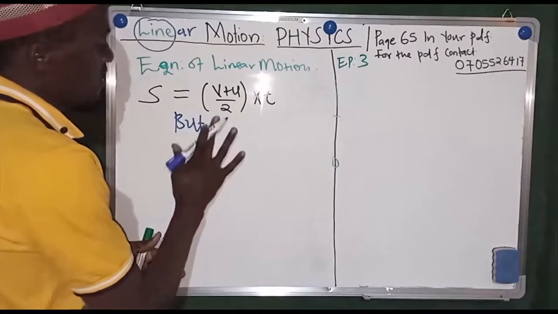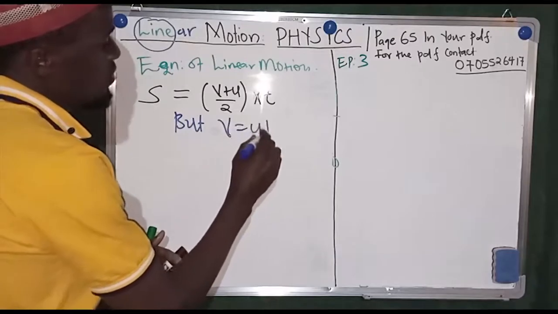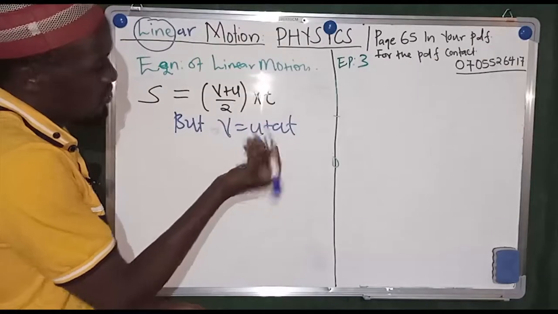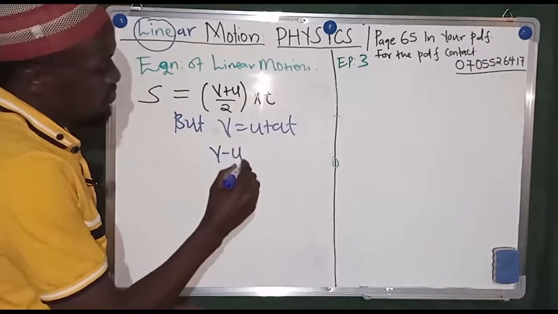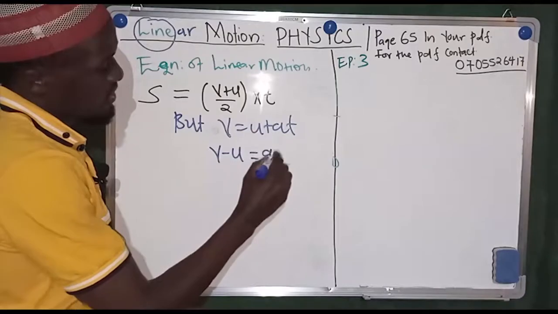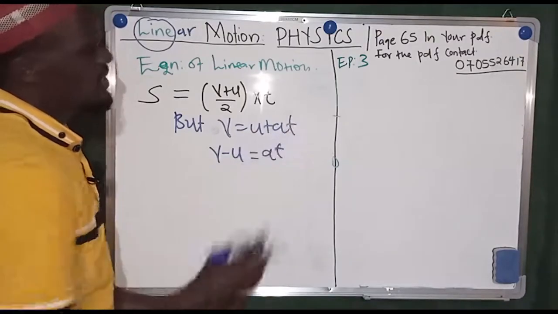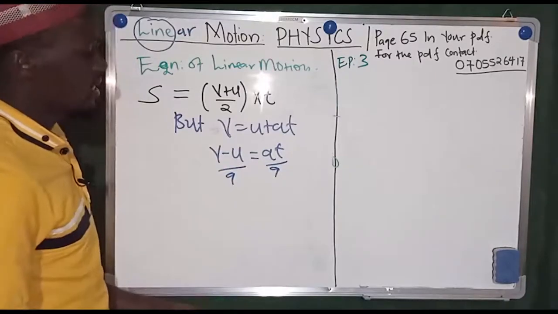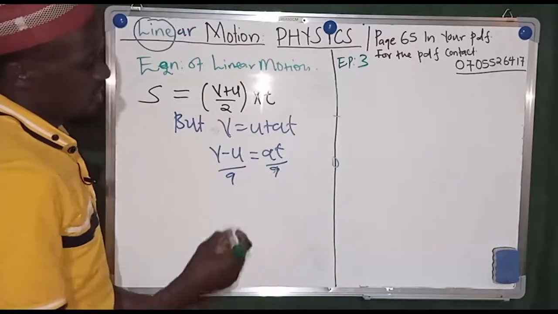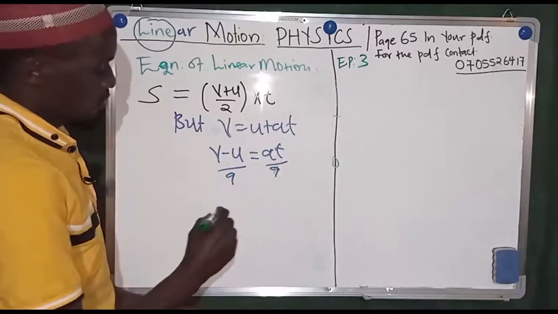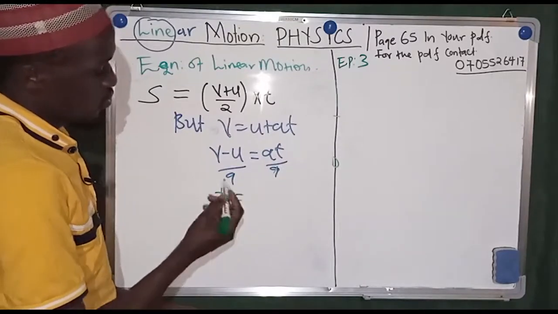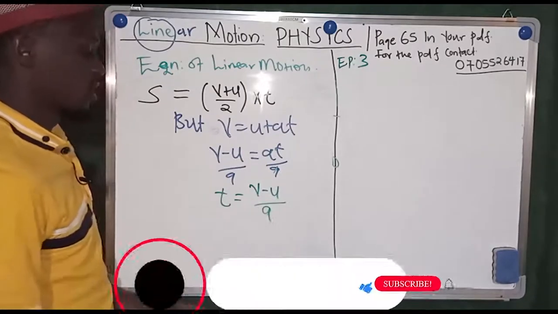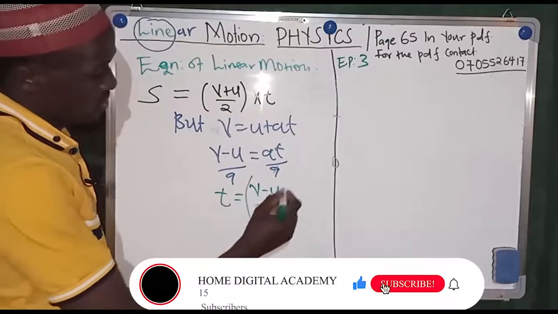Remember that the first equation is v is equal to u plus at. Now you make t the subject. You take this u this side, so it becomes v minus u, then it will be equal to at. Since you want t, you divide by a. If you divide by a, a will go there, and you remain with t that side, equal to v minus u divided by a. So our t this time round is this.